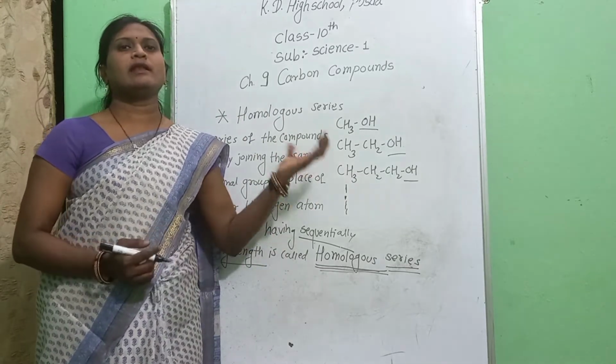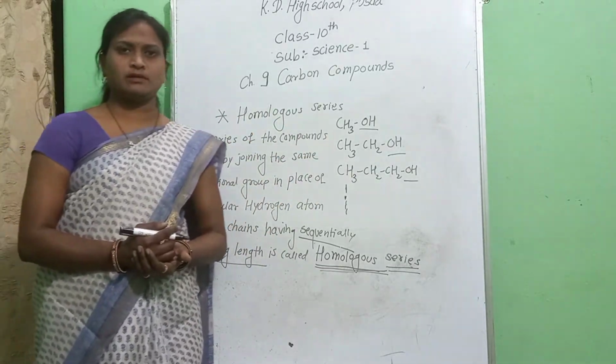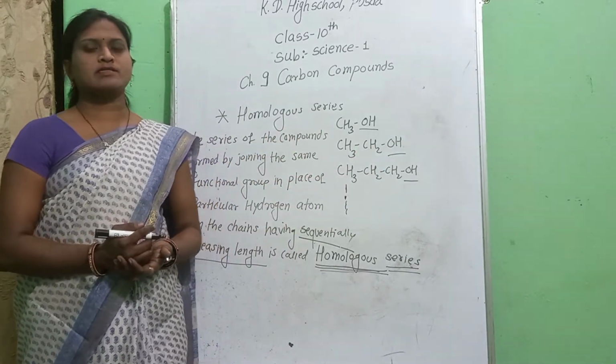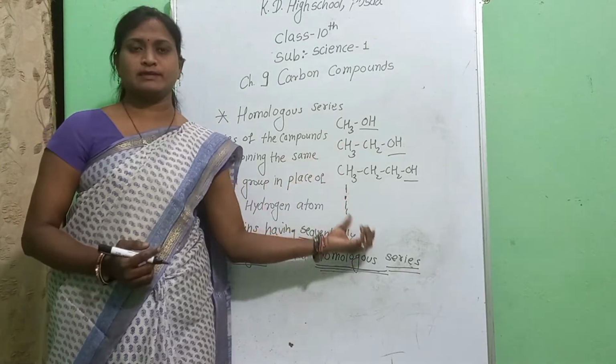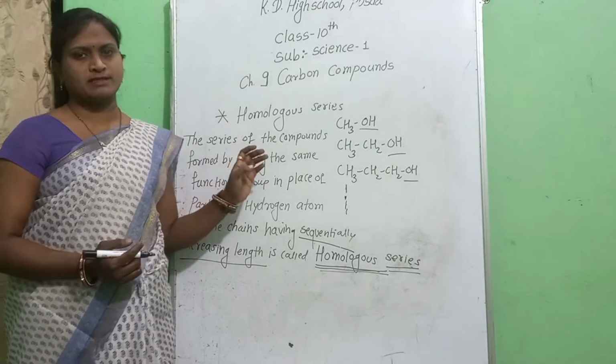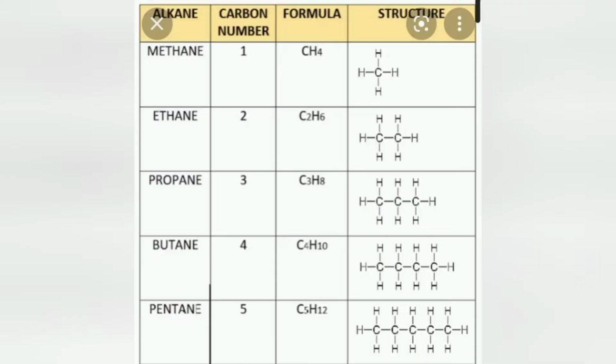So students, in the last video we understood the homologous series of alkanes, and now we will see the homologous series of alkenes, alkynes and alcohols. What are the different homologous series? This we will discuss now. This is the homologous series of alkanes. The compound with one carbon atom is called methane, the two carbon compound is called ethane, then propane, and so on, having the general formula CnH2n+2.